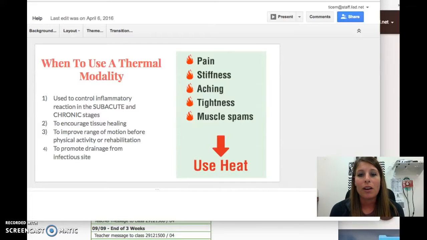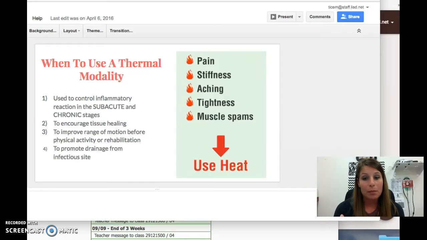We're going to pick up on thermal modalities, starting with when we're going to use a thermal modality. And keep in mind, thermal is talking about heat. So when are we going to use some modality that has a warming, a heat effect? Our general rule of thumb is when it is okay to use heat: if you are in the subacute or chronic phases of healing.